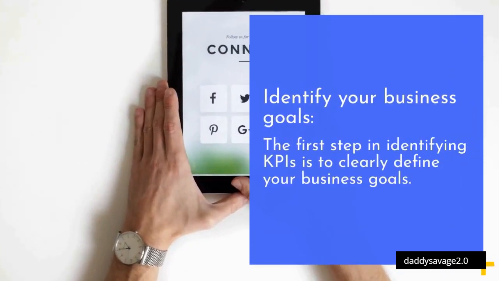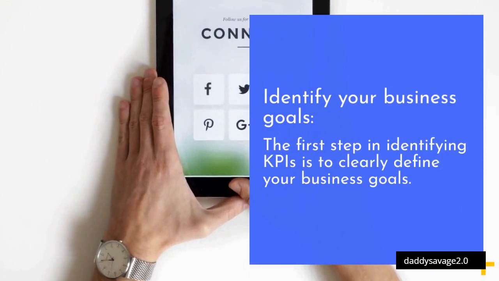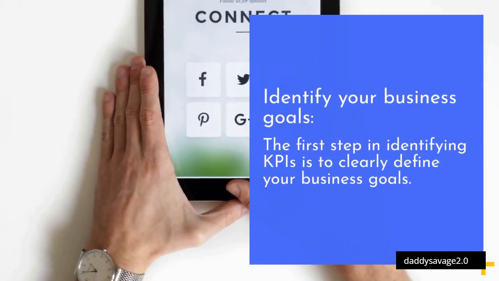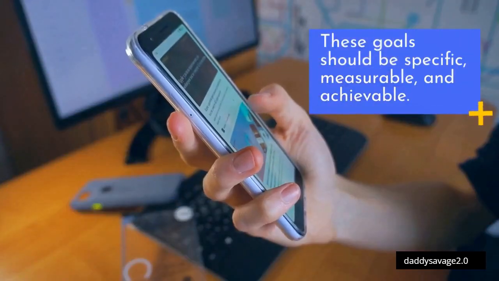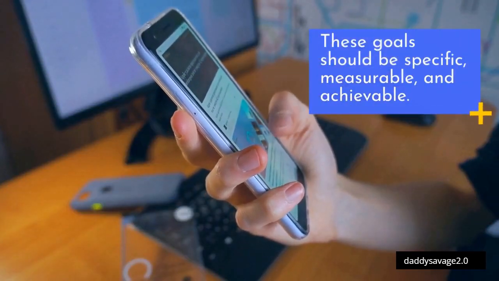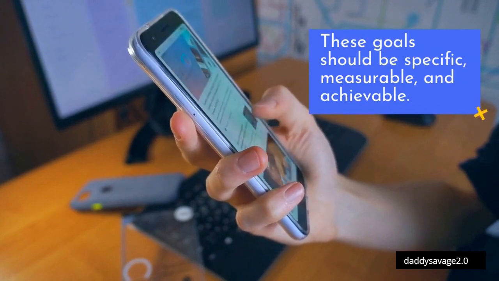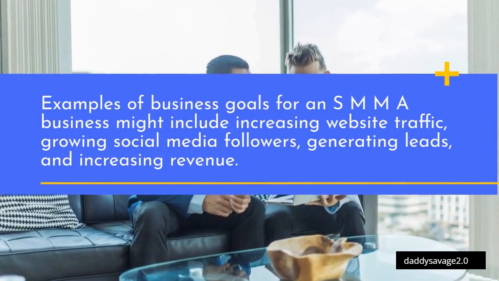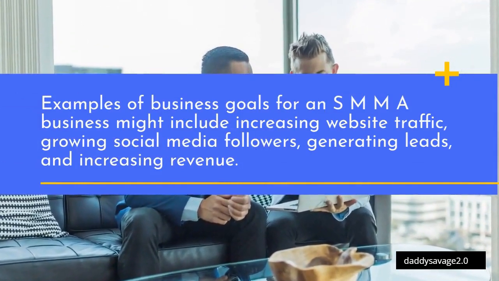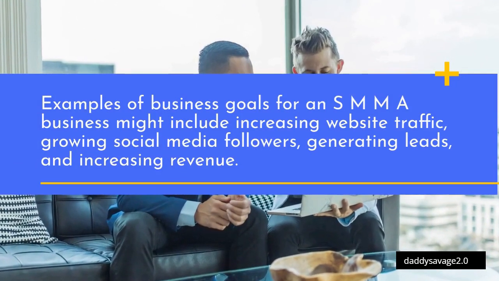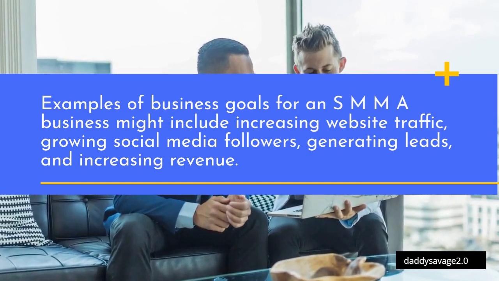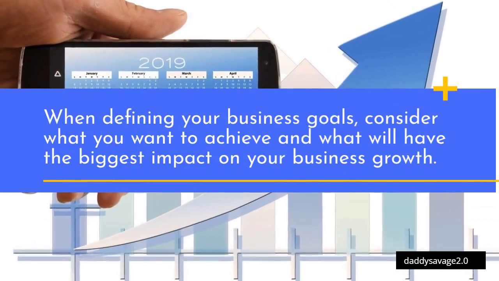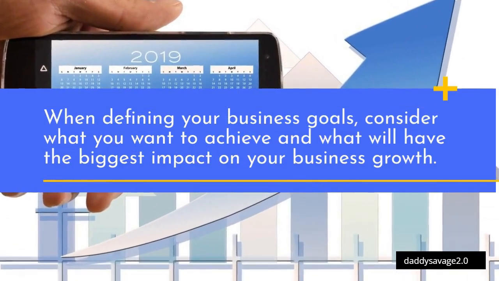Identify your business goals. The first step in identifying KPIs is to clearly define your business goals. These goals should be specific, measurable, and achievable. Examples of business goals for an SMM business might include increasing website traffic, growing social media followers, generating leads, and increasing revenue. When defining your business goals, consider what you want to achieve and what will have the biggest impact on your business growth.